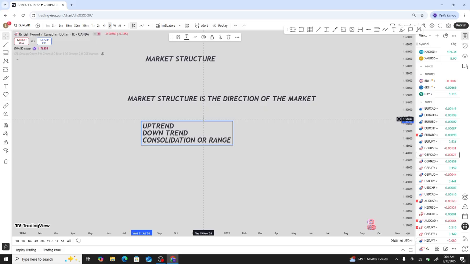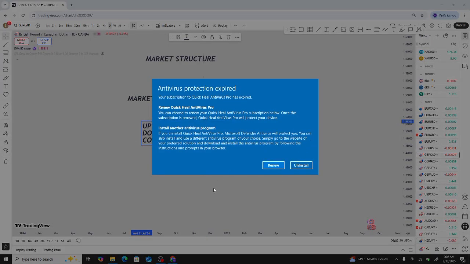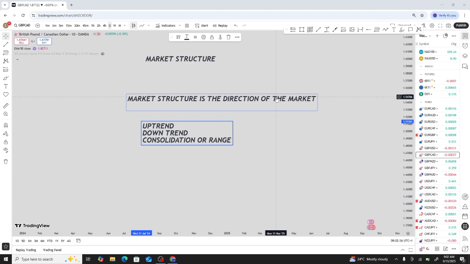An uptrend is when the market is moving up, just as the name implies. A downtrend is when the market is moving down. And consolidation or a ranging market is when price is just stagnant at a point. It is not moving up, it is not moving down. These are the basics of market structure.